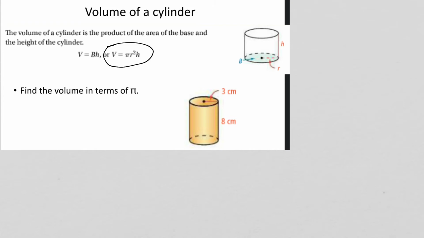Again, making sure that you're putting these formulas on that piece of paper. Here's an example. Find this volume in terms of pi. All right, so we want pi in the answer. So I'm going to write the formula down. Let's plug in all my information.